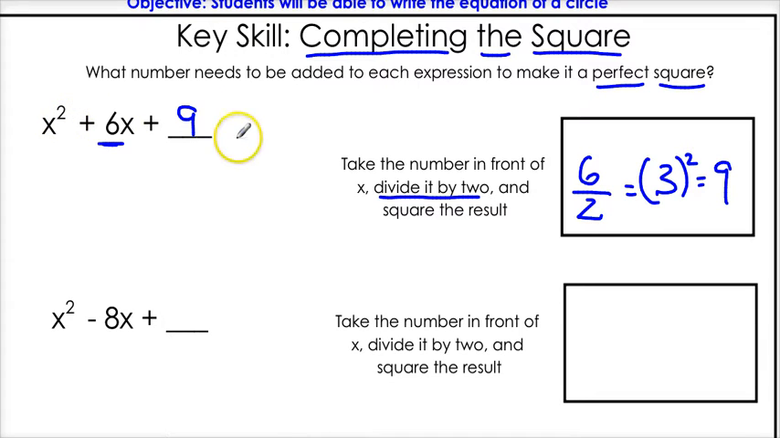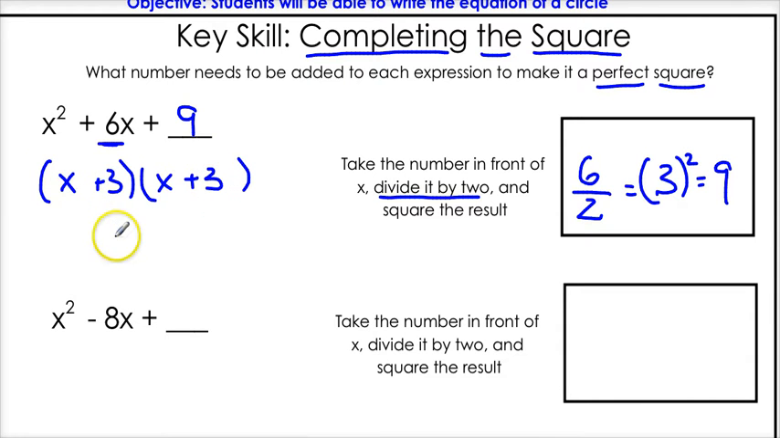And what does that mean? If you were to factor this, you might remember this. This factors into x plus 3 and x plus 3. And the reason this is a perfect square is because these two are the same. It's a square. It's x plus 3 and x plus 3. So that just reduces to x plus 3 squared. Maybe you're starting to see how this could relate to circles, maybe not. But this is what you need to be able to do in this lesson.